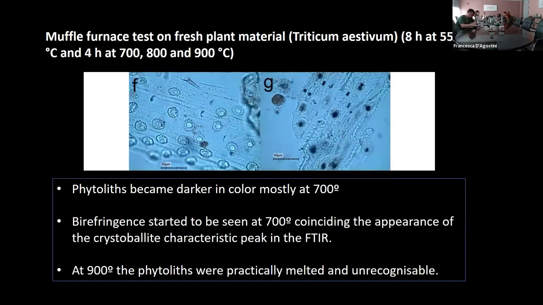What we did after this was a muffle furnace test. We collected Triticum aestivum and burned it for 8 hours at 550, and 4 hours at 700, 800, and 900, to see how the phytoliths were changing with temperature. So the phytoliths became darker in color, mostly at 700. Birefringence started also to be seen at 700, considering the appearance of the cristobalite characteristic peak in the FTIR. And at 900, the phytoliths were practically melted and unrecognizable, but you could still find them at 800.